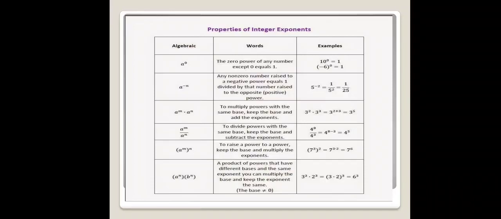To multiply powers with the same base, keep the base and add the exponents. Example: 3 squared multiplied by 3 cubed. Here the exponents of the two numbers are added to each other, and we get 3 to the 5th power.